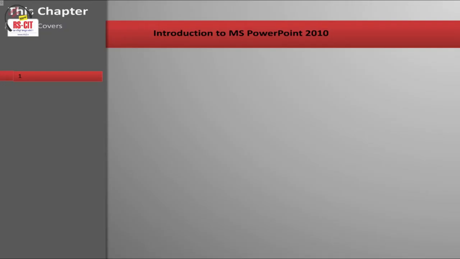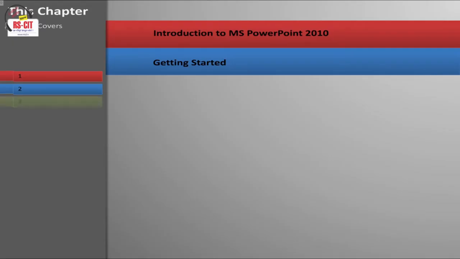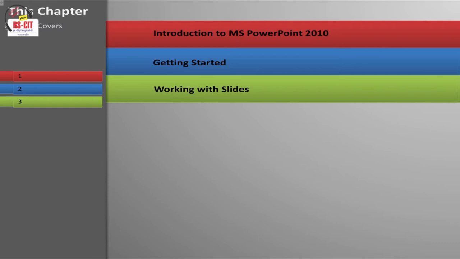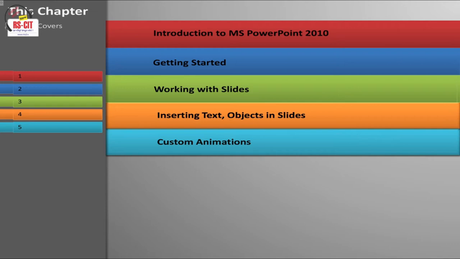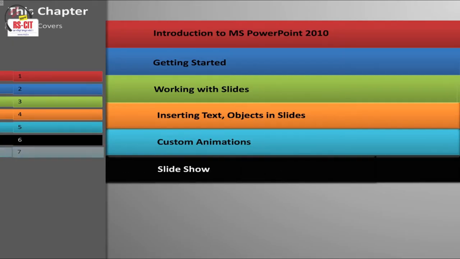This chapter will cover Introduction to Microsoft PowerPoint 2010, Starting PowerPoint application, User interface, File tab, Getting started, Creating a new presentation, Working with slides, slide layouts, applying themes, slide background, slide transitions, inserting text or objects in slides, text, images, shapes, smart art graphics, audio, video, hyperlinks, action buttons, custom animations, timing, entrance effects, exit effects, emphasis effects, motion paths, using the animation pane, advanced animation, slideshow, printing a presentation, view tab.